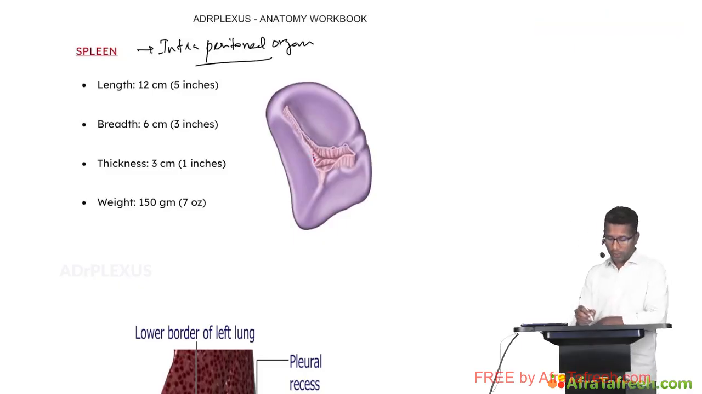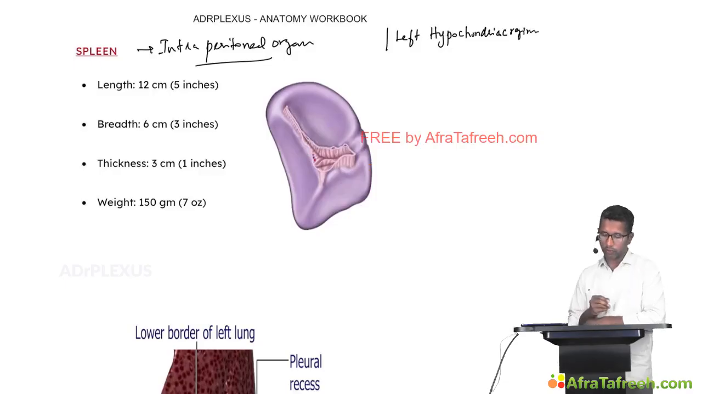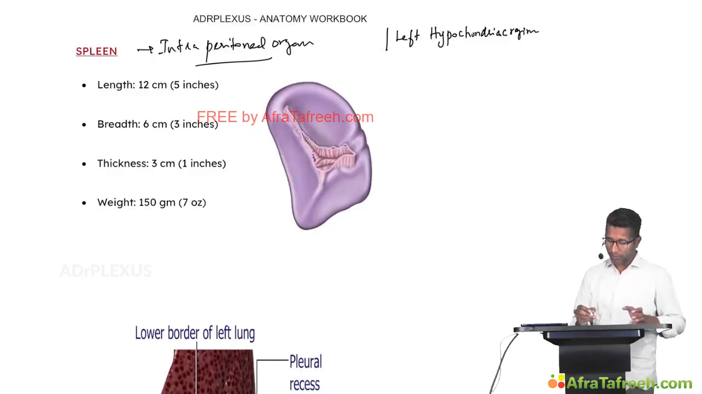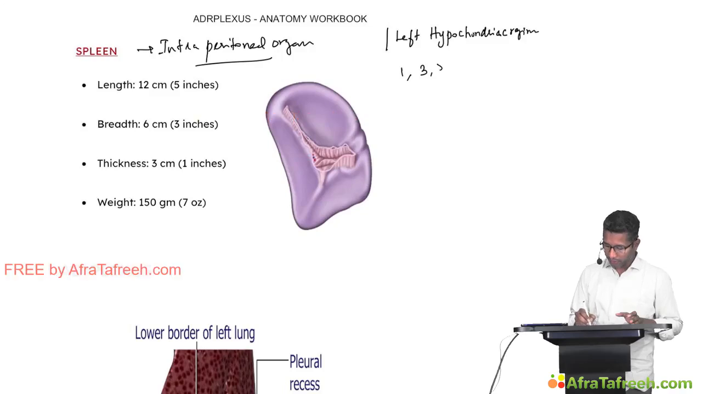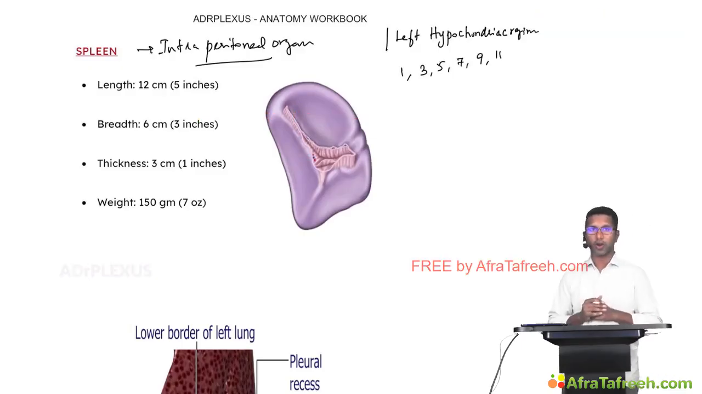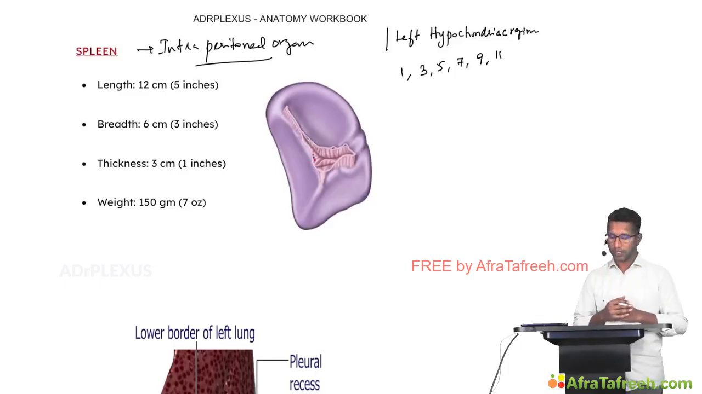Where it is located, the spleen occupies the left hypochondriac region. If you take the anatomy of the spleen, it has got odd numbers related to it. The odd numbers are very favorite for the spleen. So 1, 3, 5, 7, and 9 and 11 are the interesting odd numbers which are related to the spleen. I think they would have told you this in the undergraduate in the first year itself.